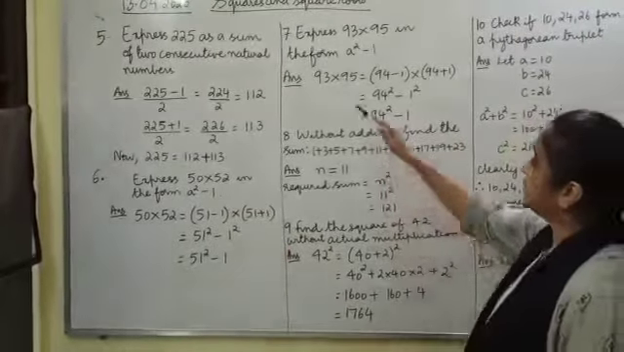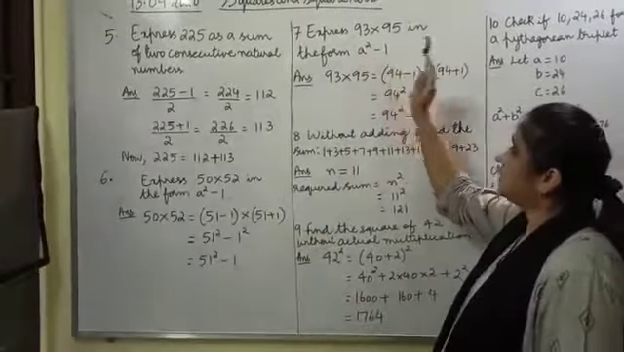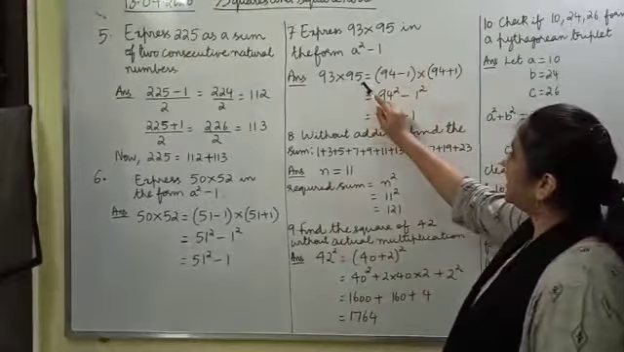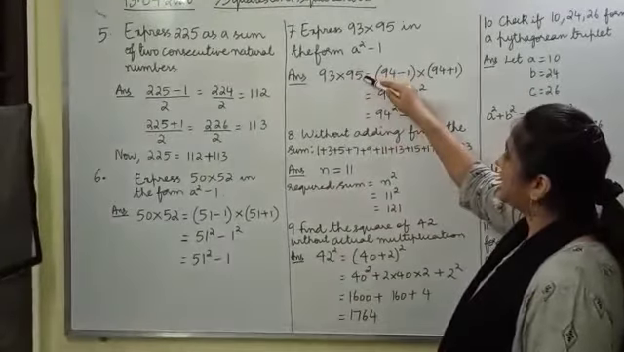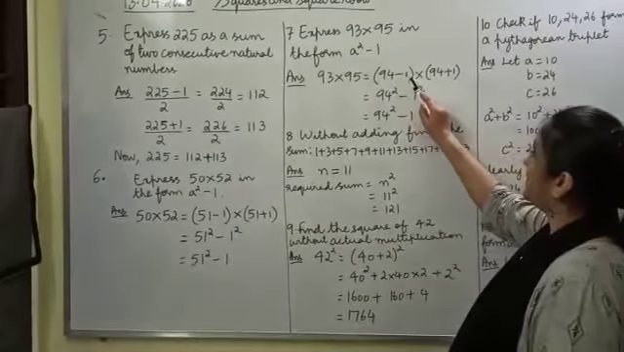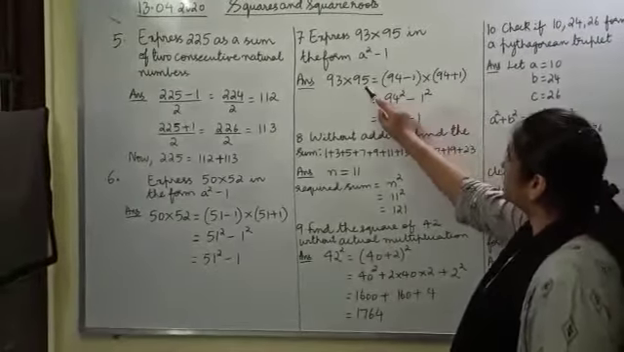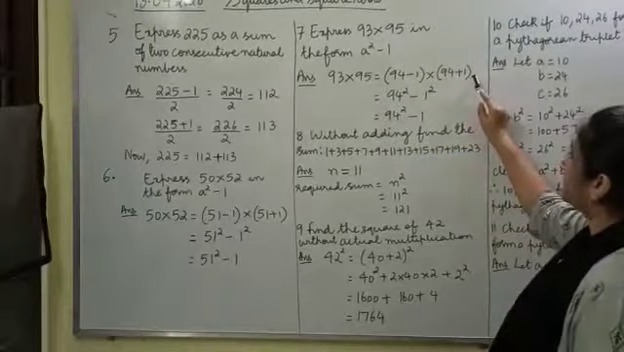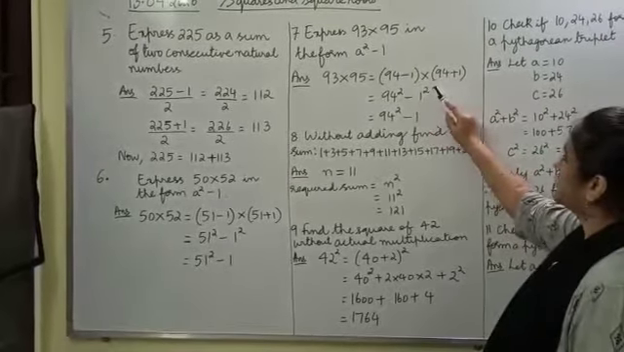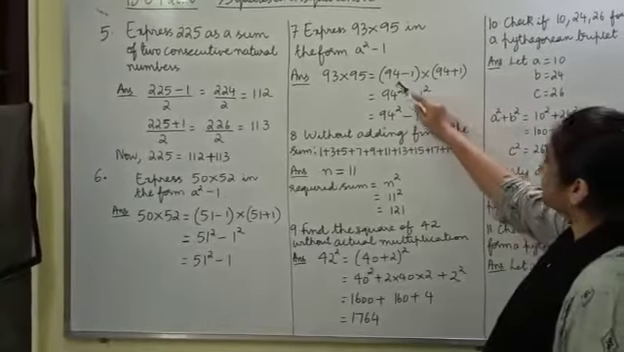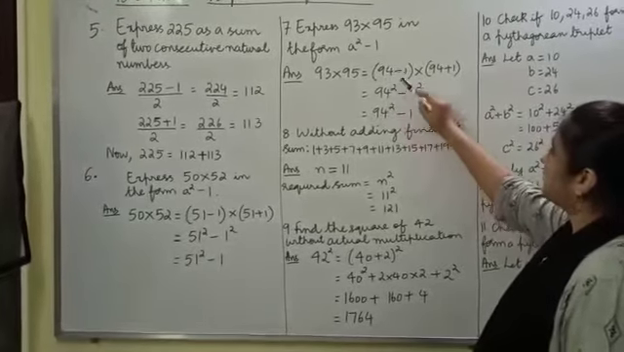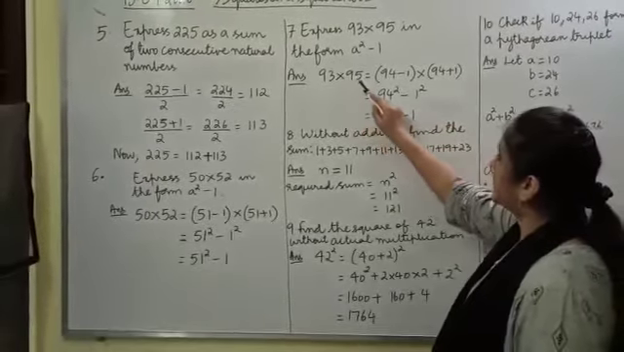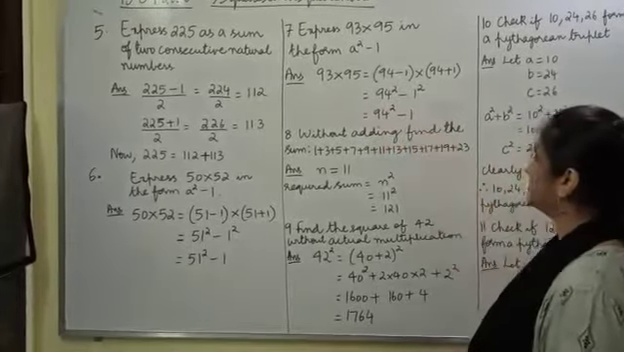See the next one. Again, we need to express 93 into 95 in the form a square minus 1. Similar to this one. So write out 93 into 95. What is the natural number between 93 and 95? 94. So 93 is 94 minus 1, and 95 is 94 plus 1. This is in the form (a minus b) into (a plus b), so the answer is a square minus b square. So 94 square minus 1 square, because a is 94 and b is 1, and 1 square is 1. So we have expressed 93 into 95 in the form a square minus 1.